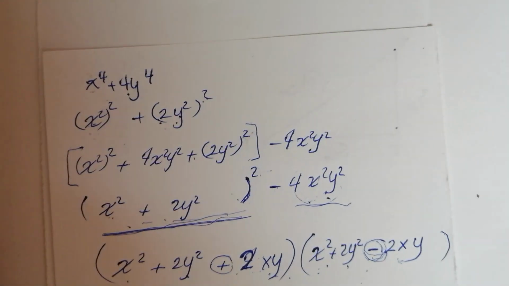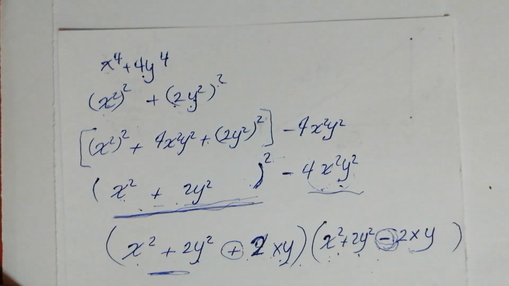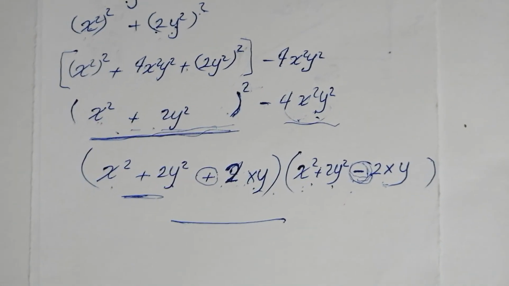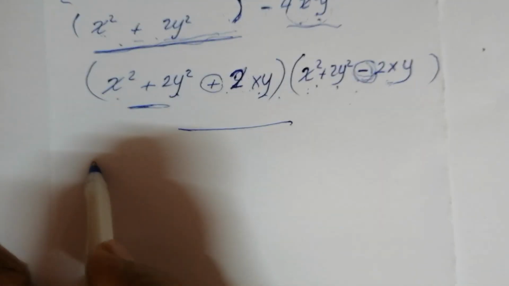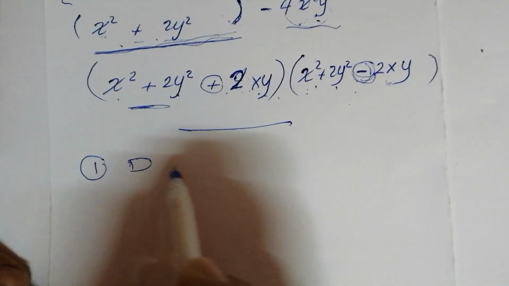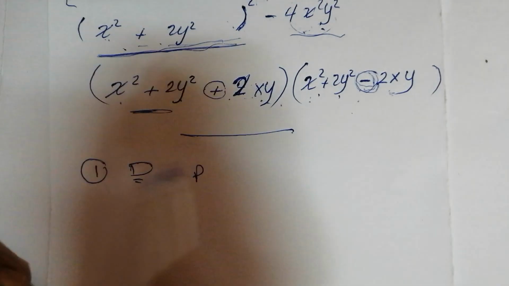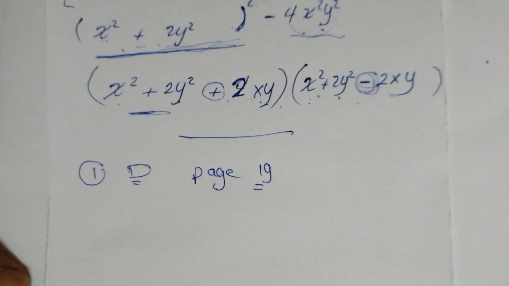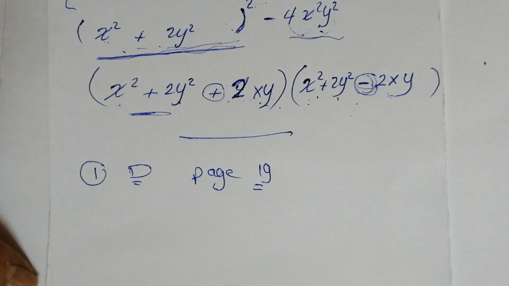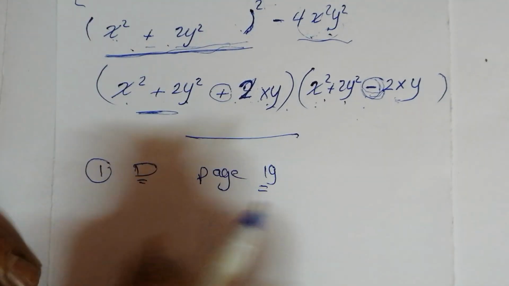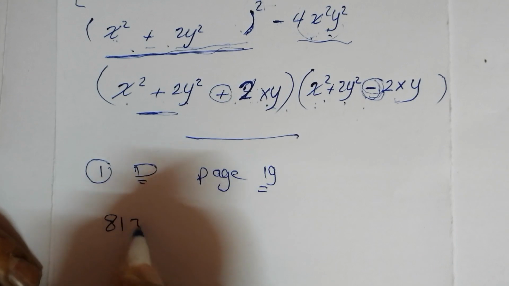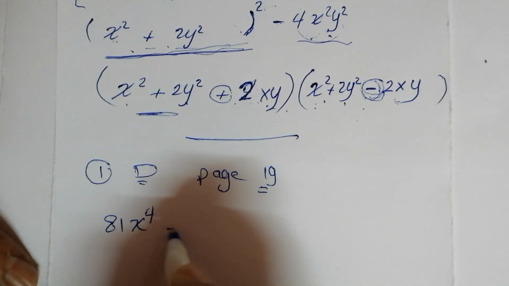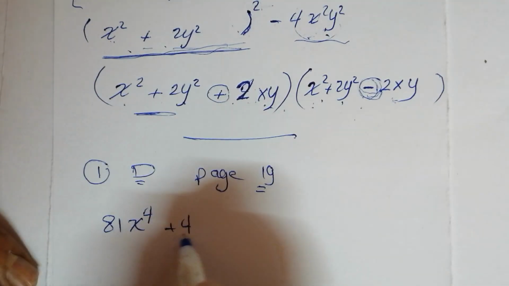We will take number D. Yes, let's look together at page 19, number 1D. Number 1D, page 19 says 81x power 4 plus 4z power 4.